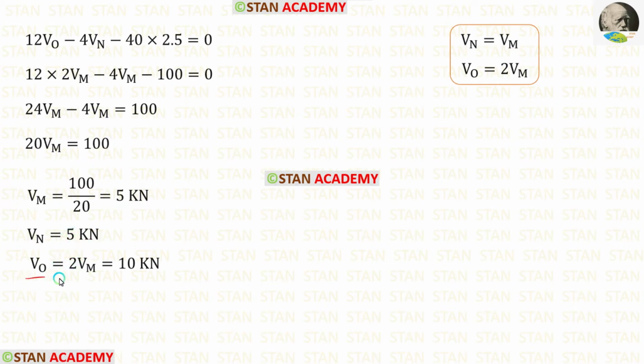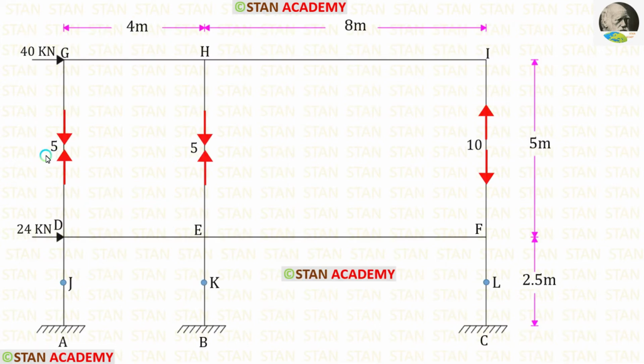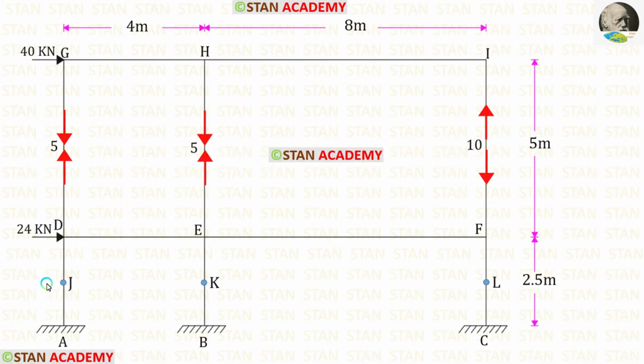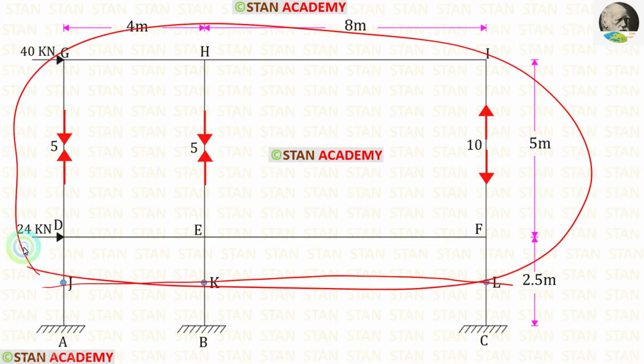We know that Vo is equal to 2Vm, so when we multiply 5 with 2, we will get 10. In the top story, above the center of the columns, we have calculated the axial forces. Below the center, they will be acting in the opposite direction. Now let us split the frame into two parts. From the center of the columns in the bottom story, let us take the upper part.